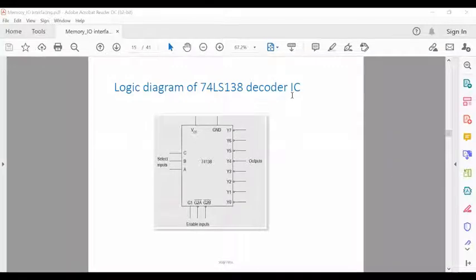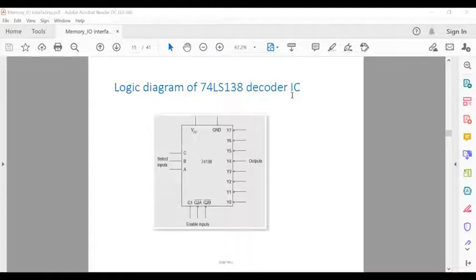Yes, sir. Okay. So last day I started the memory interfacing technique. I discussed some of the topics from this portion, so today I will continue it. Last day one example was discussed, which is based on the logic gate: interfacing one microprocessor IC with an EPROM IC using a NAND gate circuit. We have already done it.